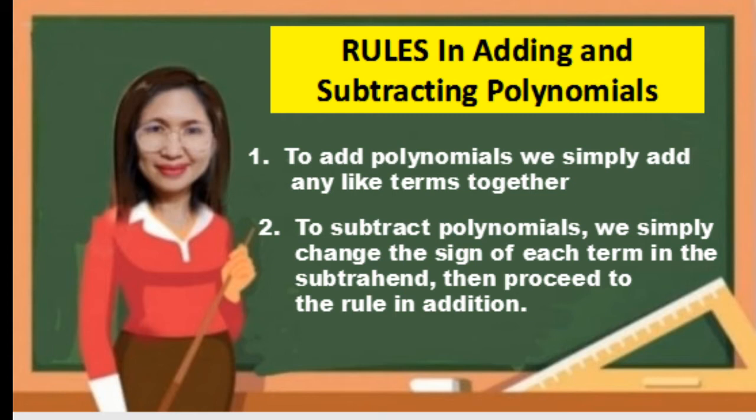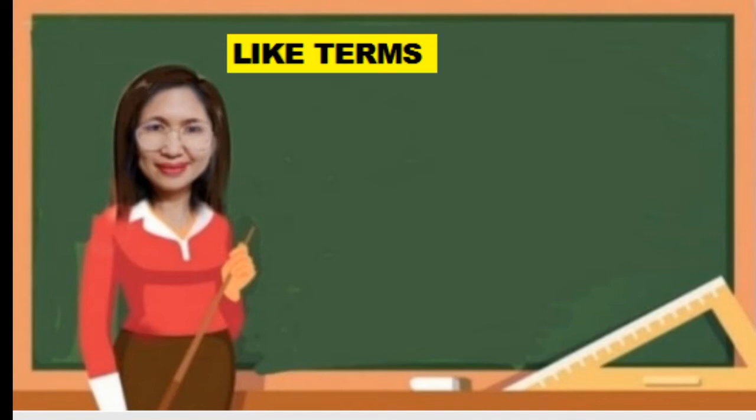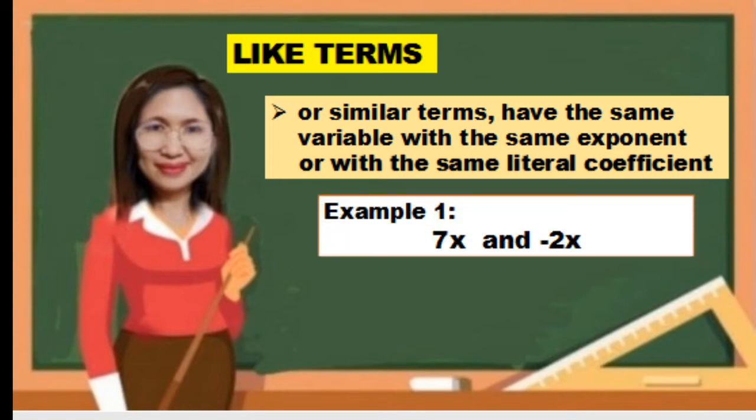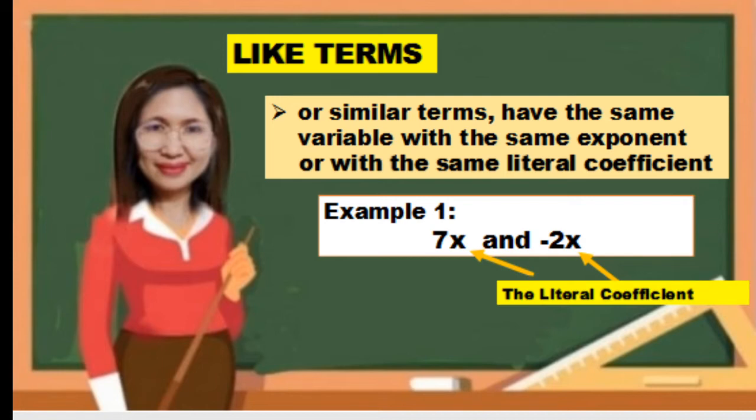Remember those rules because we will use them in finding the sum and difference of polynomials. Okay. In order for us to add or subtract polynomials, it's important to understand like terms. Like terms or similar terms have the same variable with the same exponent or with the same literal coefficient. Example, 7x and negative 2x. The x in 7x and the x in negative 2x are what we call the literal coefficients. The exponent of x is 1. If they have the same literal coefficient and same exponent, then we can say that our terms are like terms.